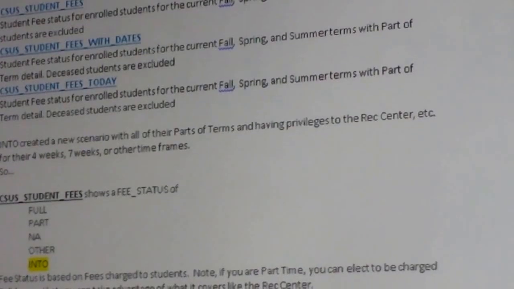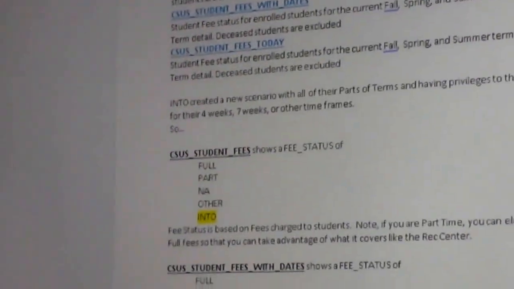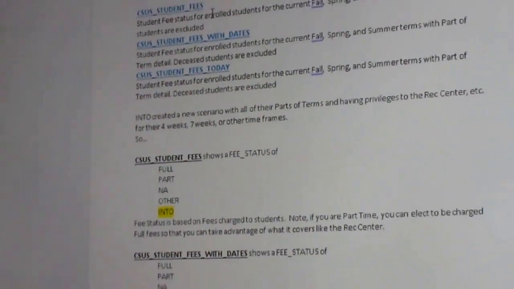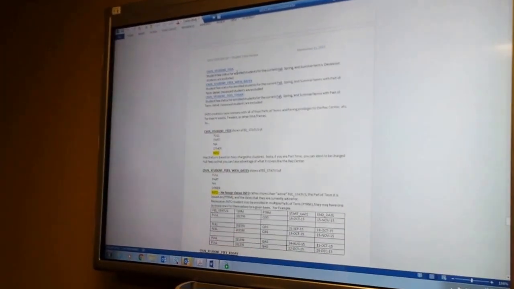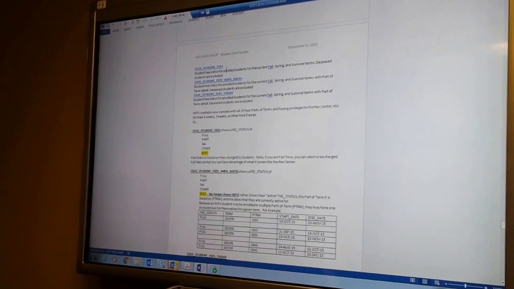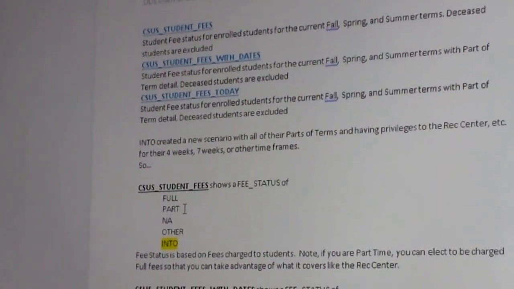All right. Student fees. So for your average Joe Blow student, you can just look in the student fees file and see if they're full or part-time, not applicable.